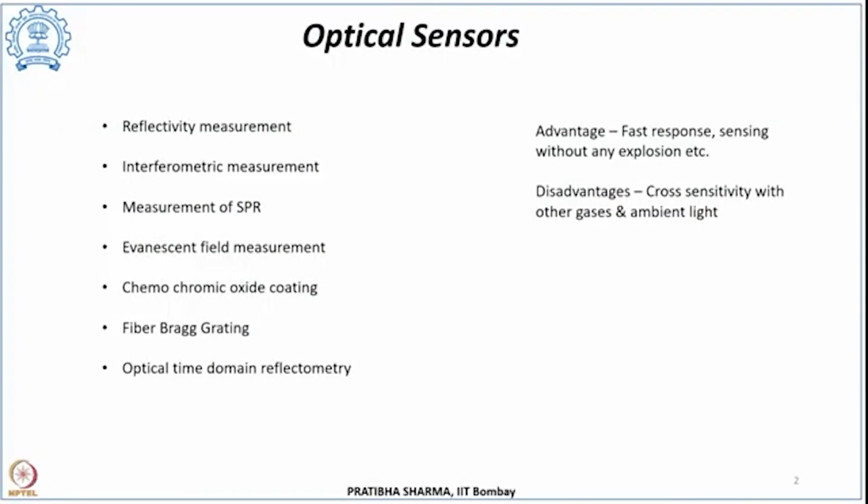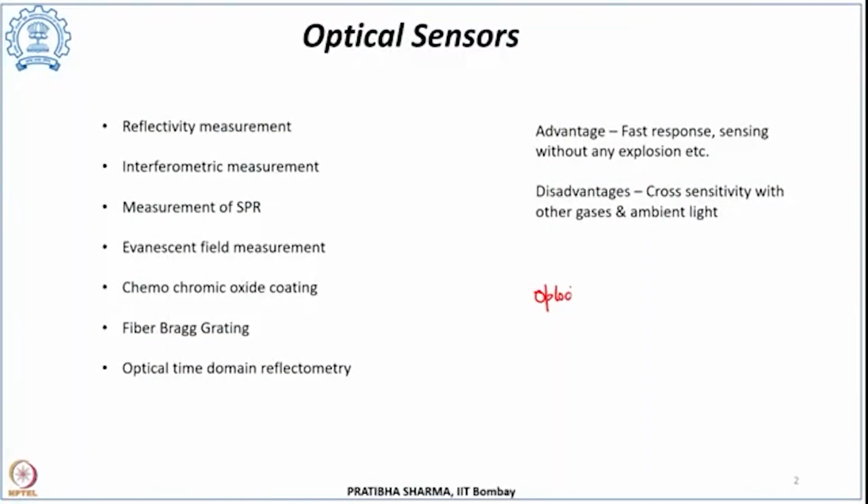Now the first type of sensors that we will learn in this class is the optical sensor. As we have seen in the previous class, sensing is based on change in some of the properties of the sensing material, and that can be correlated with the detection of hydrogen or the concentration of hydrogen. Now the optical sensor is based on the change in the optical properties of the material.